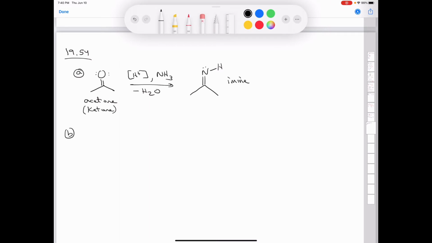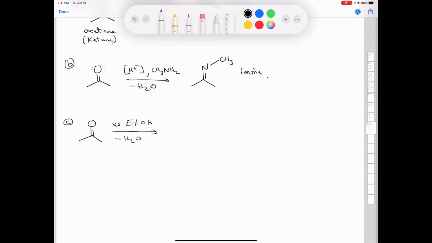In B, we're doing something similar, so I'll just copy, except now we're using a primary amine. This is called methylamine. And so we're still going to get an imine, but instead of having a hydrogen attached to our nitrogen, we'll have that methyl group. So again, we're producing an imine.